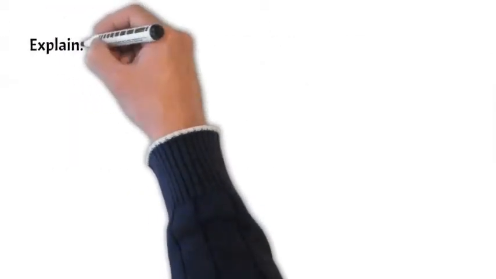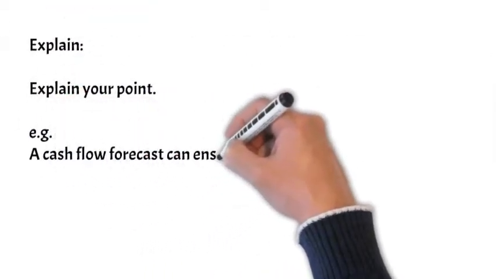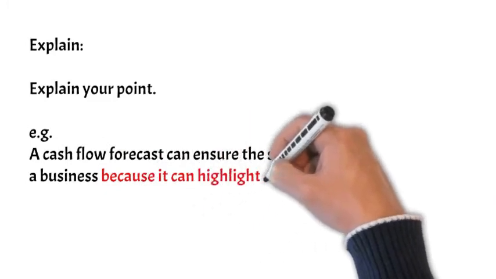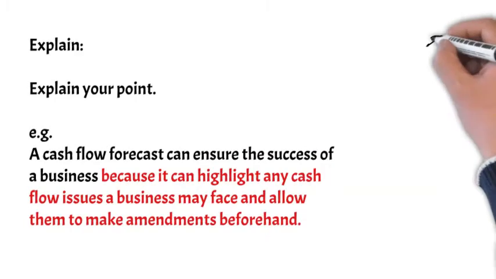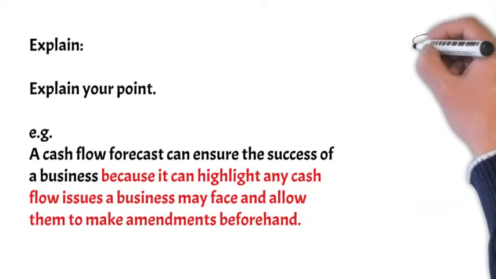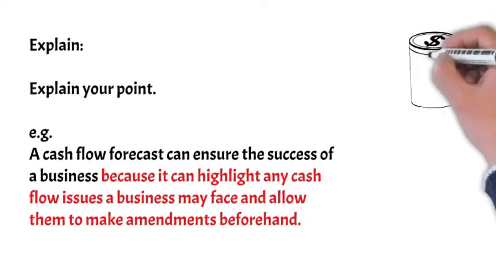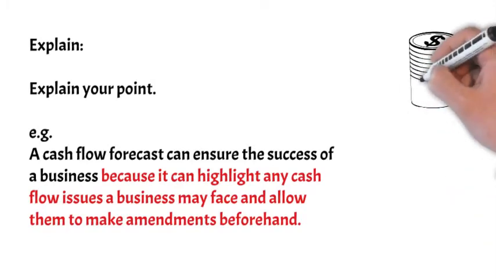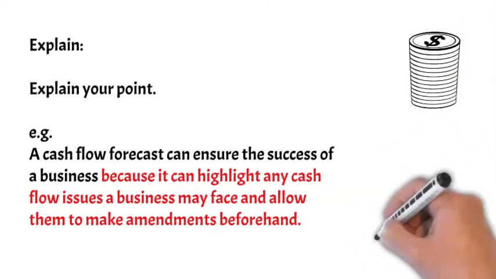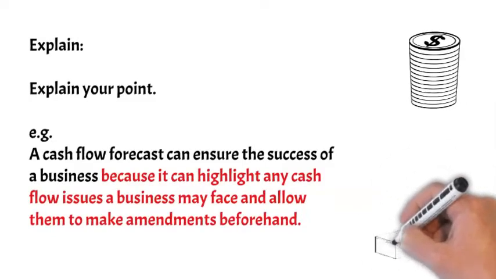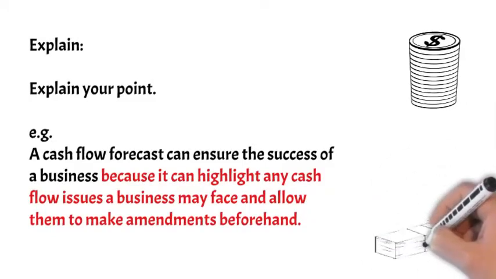After you've made your point, you want to explain it. So you want to tell the examiner what you're thinking. So if you make the point, a cash flow forecast can ensure the success of a business, for instance, in response to the question, can a cash flow forecast ensure the success of a business? Your explanation will tell me why. And I've written here because it can highlight any cash flow issues a business may face and allow them to make amendments beforehand. What this does is it clearly shows the examiner that I know how a cash flow forecast is used. I know what I'm talking about, Mr. Examiner. So you can make sure that you give me all those knowledge points that you've got in your mark scheme. So explain your point.